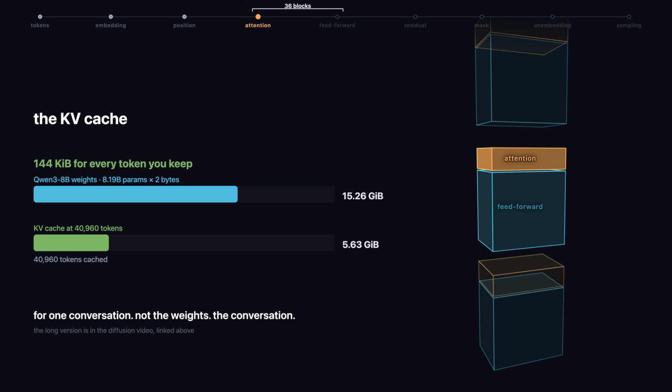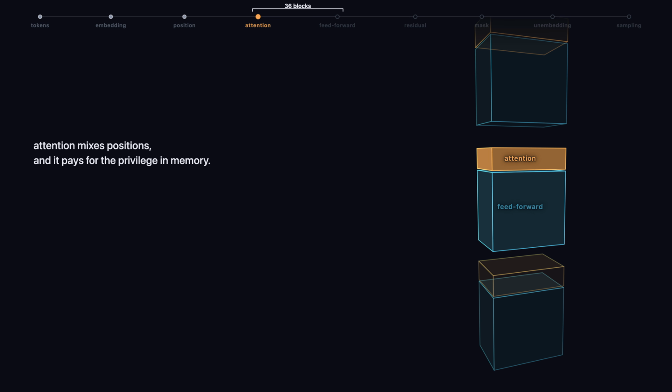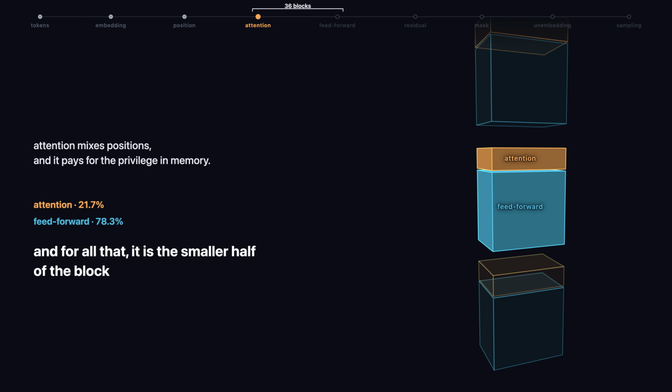If you want the long version of why that number decides what the whole industry ships, I spent a good chunk of the diffusion video on it. It's linked above. Cutting keys and values by 4 cuts that bill by 4. That is the entire reason grouped query attention exists, and it is why the shape you are looking at is lopsided. So attention mixes positions, and it pays for the privilege in memory. And for all that, it is the smaller half of the block.